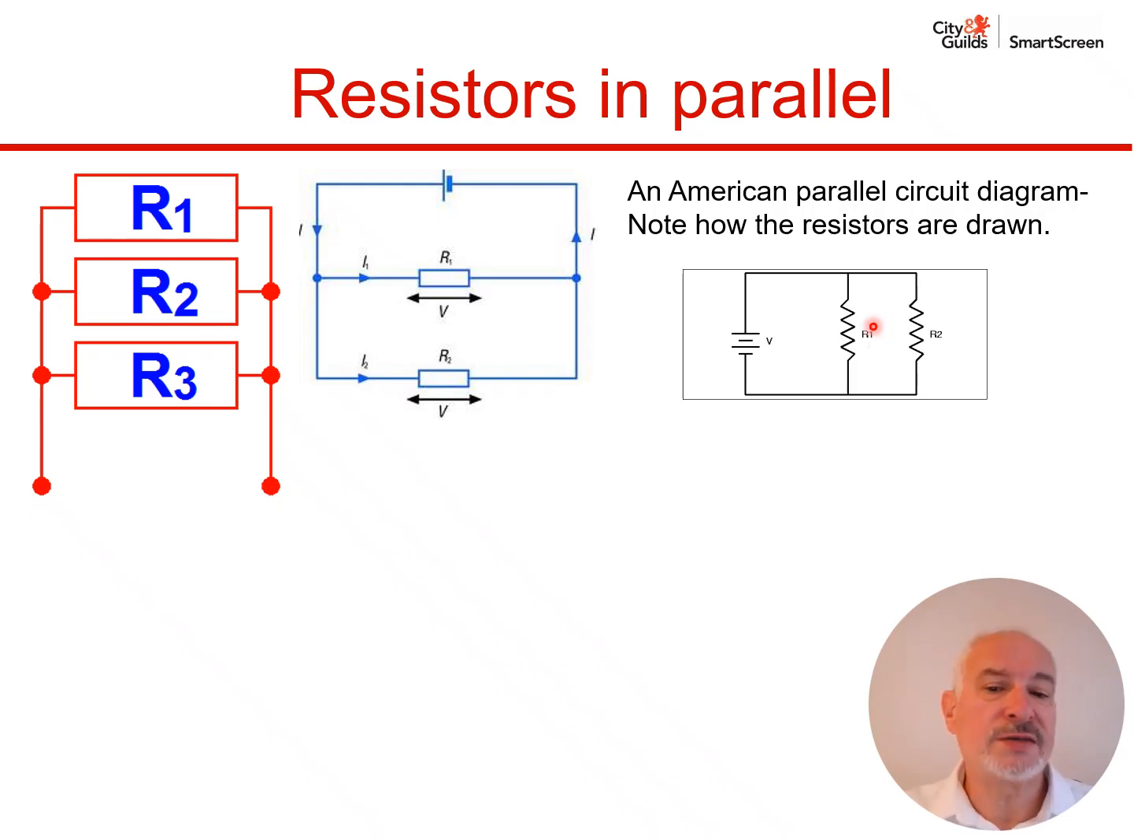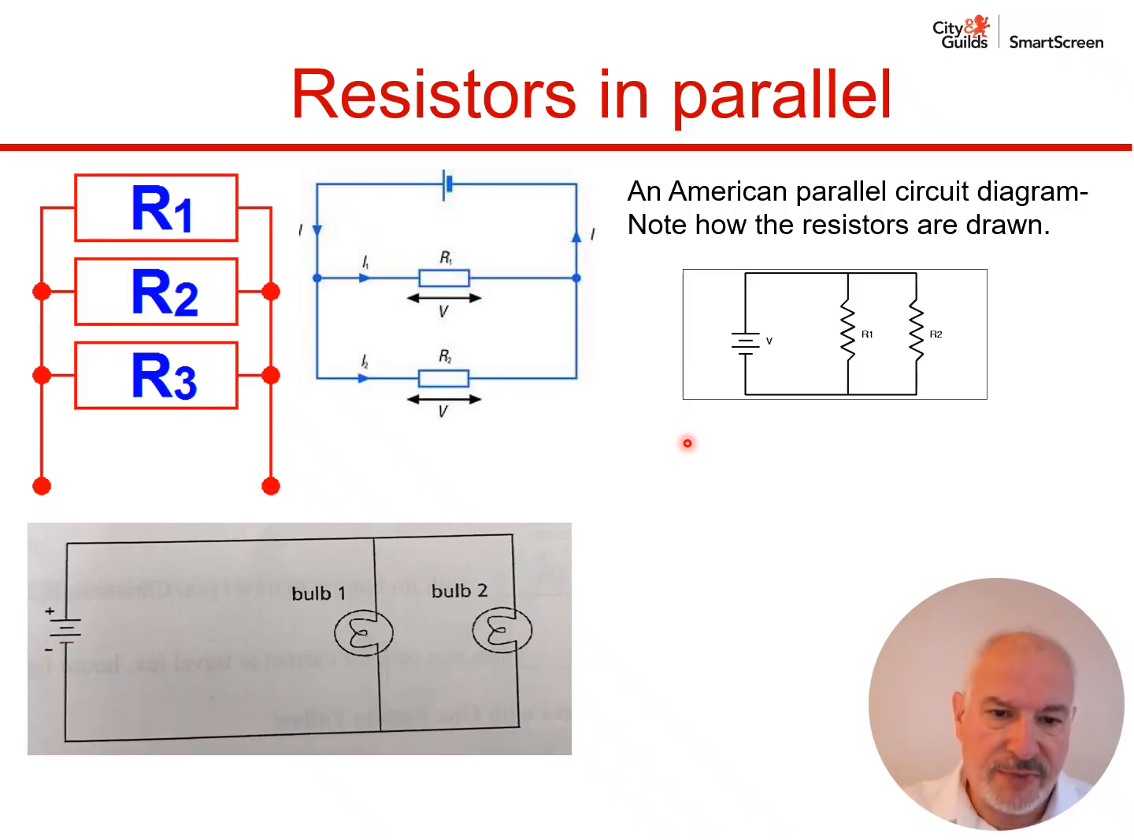You won't see this symbol in your exam questions because it's a UK exam, but you will see these symbols if you look at some information online. So that's just another example of how the resistors are drawn. But again, we can see that there are two paths for current to flow. It can flow through both resistors, some current through one, some current through the other.